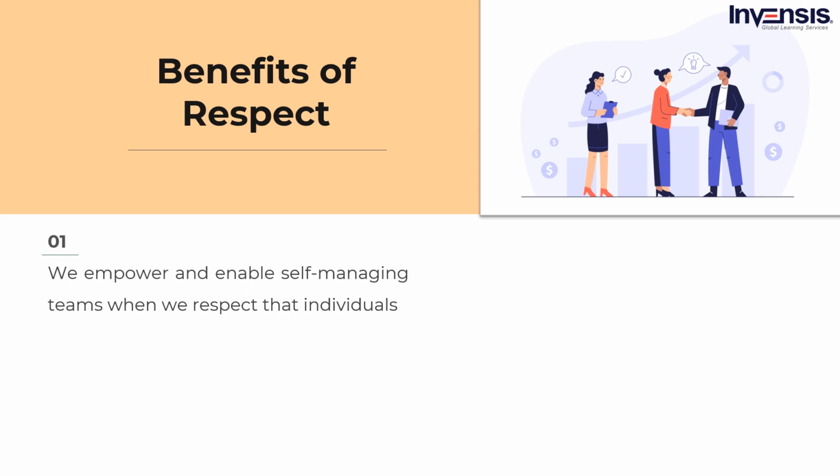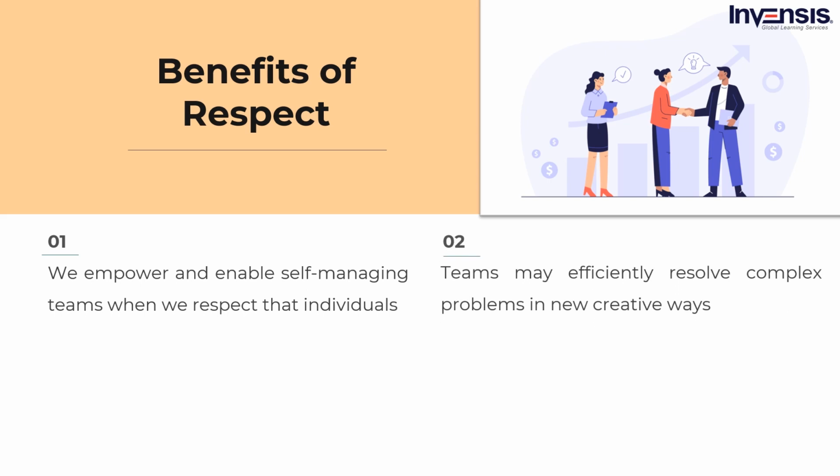recognize that individuals are essentially resourceful, creative, and capable of collaborating to solve complicated challenges. Next, teams may efficiently resolve complex problems in new creative ways by respecting people's various backgrounds, experiences, and each individual's unique abilities to solve problems. Next, when we respect that people are driven by purpose, mastery, and autonomy, we build an atmosphere that engages individuals in the team and allows teams to become more efficient.